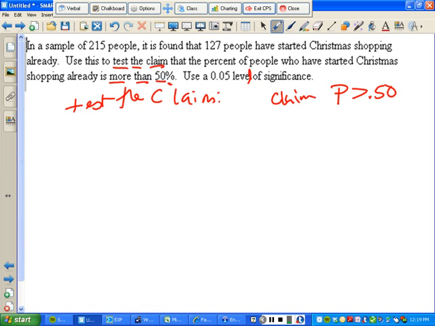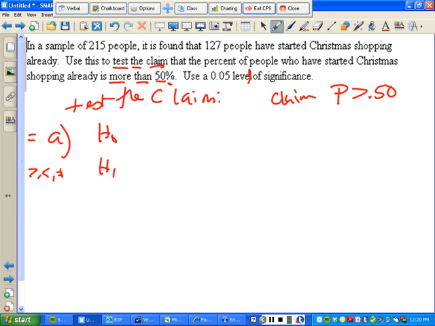Okay? Now, if the claim is that P is more than 50%, the first step is to define H0 and H1. Remember that H0 is the null hypothesis. H1 is the alternative hypothesis. H0 must contain which sign? It's got to contain an equal sign. So H0 has to have an equal sign, and then H1 can either be a greater than, a less than, or not equal to. Okay?